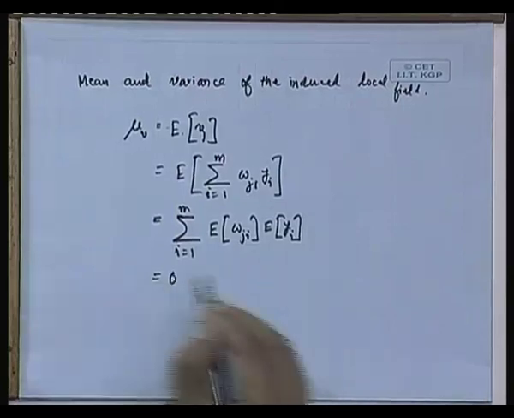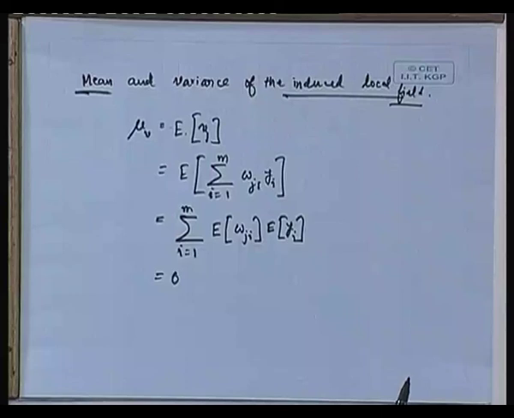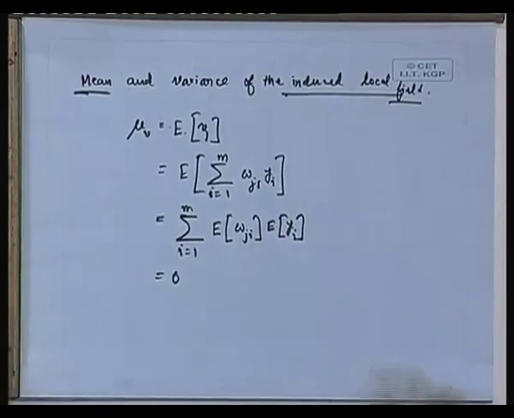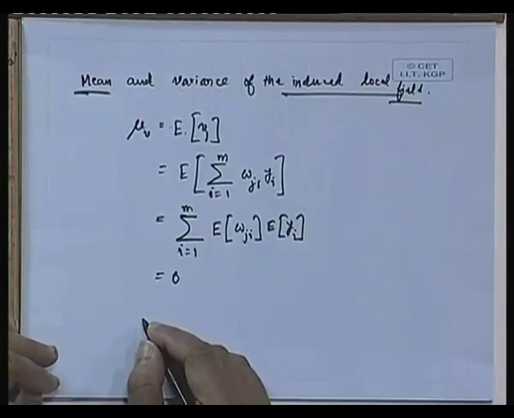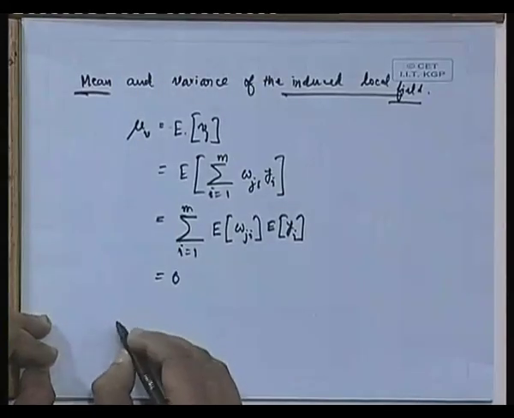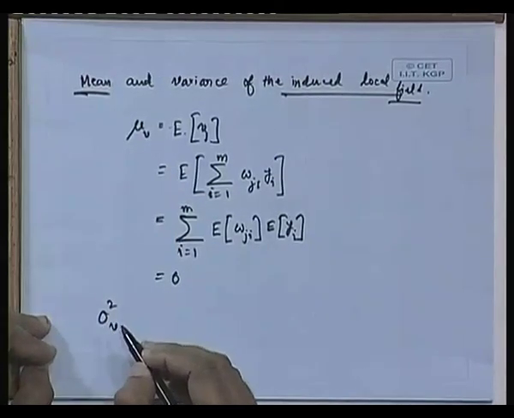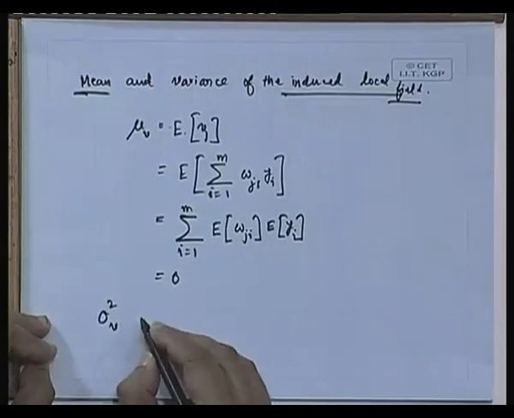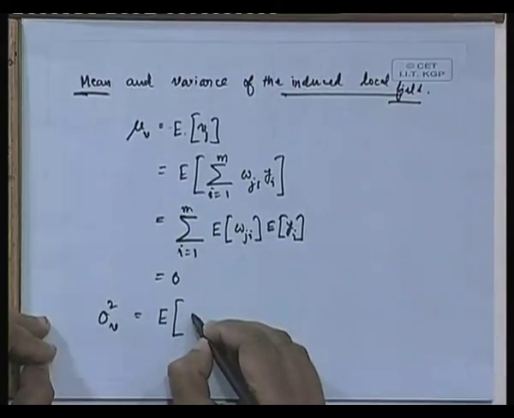So, the mean of the induced local field is definitely going to be 0. Then the question is, what is going to be the variance of the induced local field? The variance we can express similarly. We are interested in finding out sigma square v.